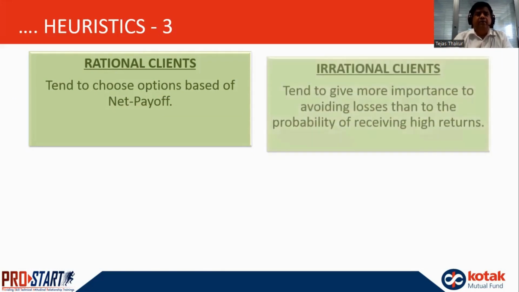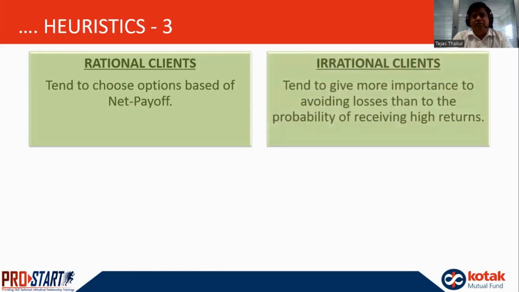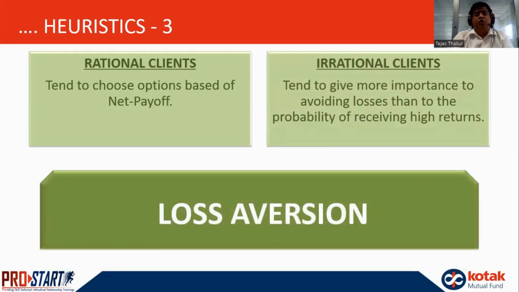An irrational client would tend to give more importance to avoiding losses than to the probability of receiving higher returns. So I want to avoid losses. That's my first and utmost priority, right? And then I would want to look at higher returns. This is known as loss aversion.